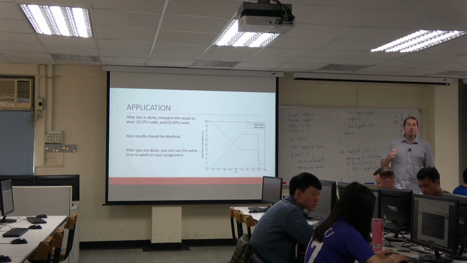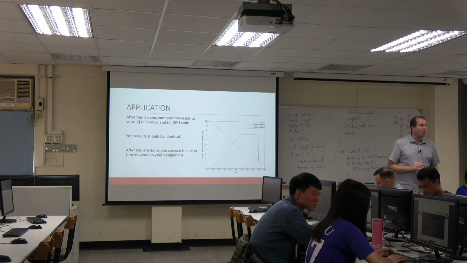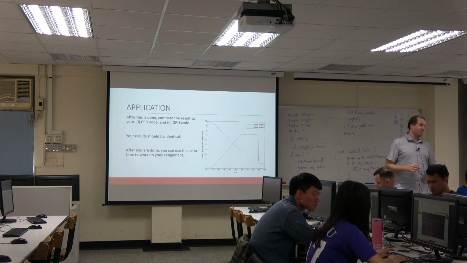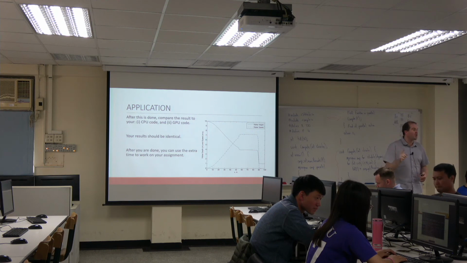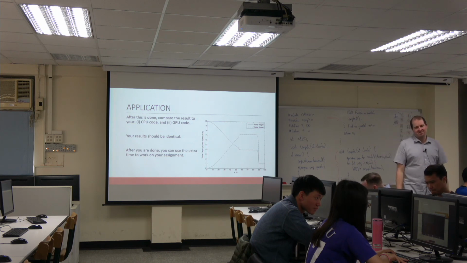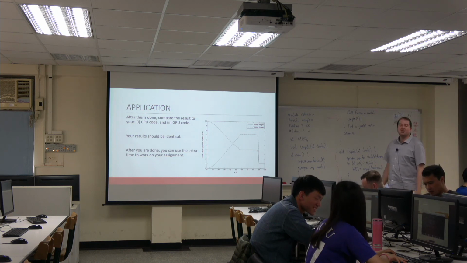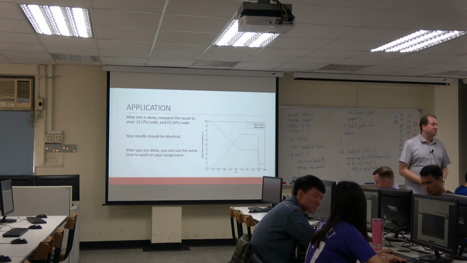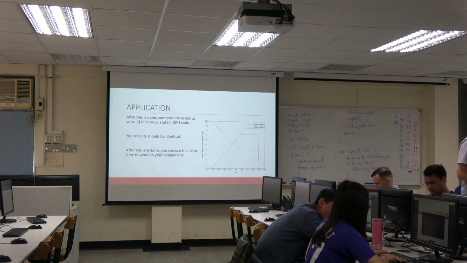If your OpenMP code is very different from your GPU code, then we have a problem, because this is math, and we only have one correct result. Whether we use parallel computing or one core, our result must be the same. So check to make sure you get the right answer. Do not ask me if the answer is right. You know what's going to happen. It's going to be blood on the floor. After you're done, you can use the spare time to work on your assignment. Good luck.